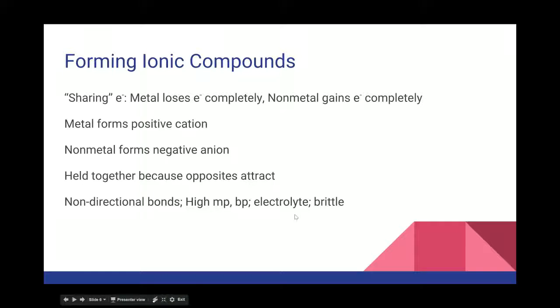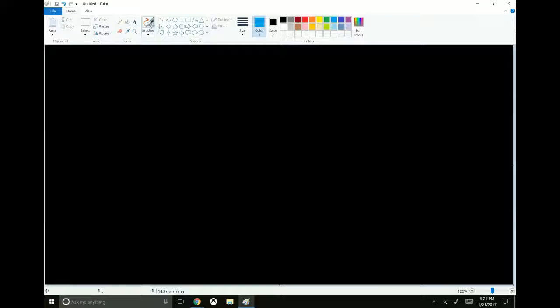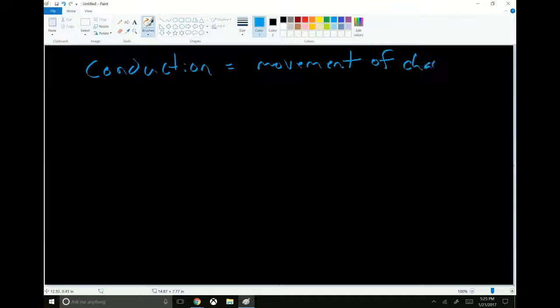The next is that they are electrolytes. That means we're talking about conduction. And conduction is always about the movement of charged particles. When you're talking about the electricity in your house, that's moving electrons. If you're talking about conduction in water, you're talking about ions carrying the charges. So whenever we're talking about conduction, we're talking about the movement of charged particles.